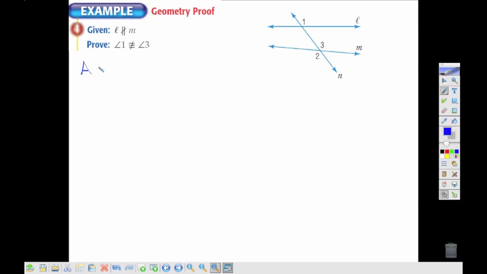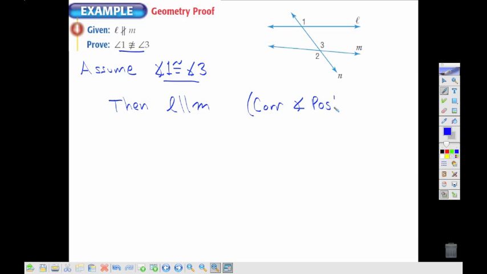So the first step here, we're going to assume the opposite of the prove statement. Assume angle 1 is congruent to angle 3, because there's only two possibilities, either congruent or not congruent. Now using this information, angle 1 congruent to angle 3, then L is parallel to M, because if corresponding angles are congruent, then the lines are parallel. But we were given that L is not parallel to M. We should point out this is a contradiction.